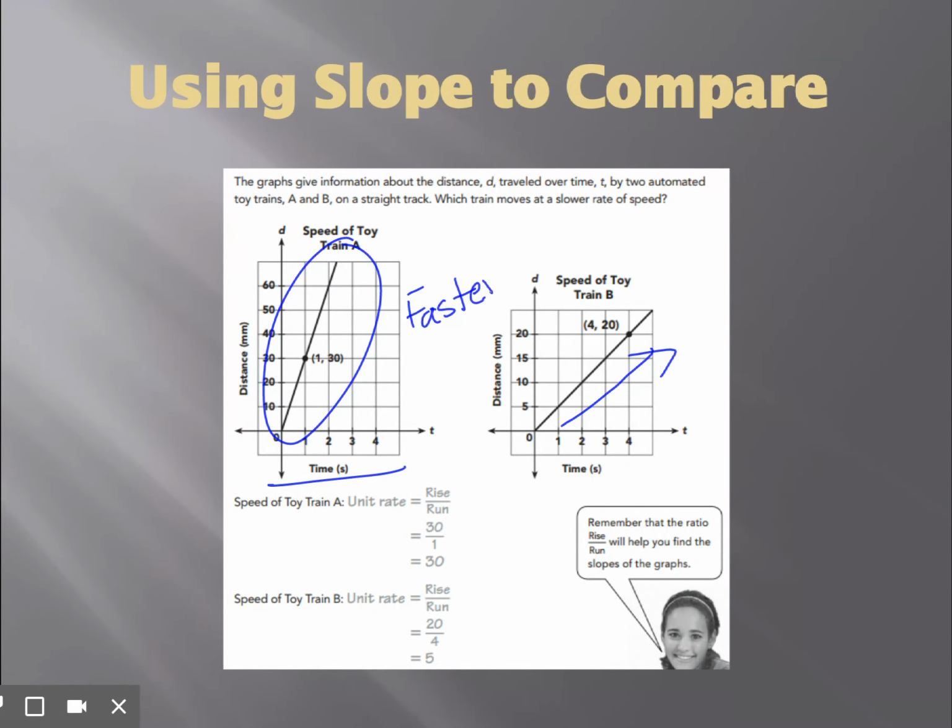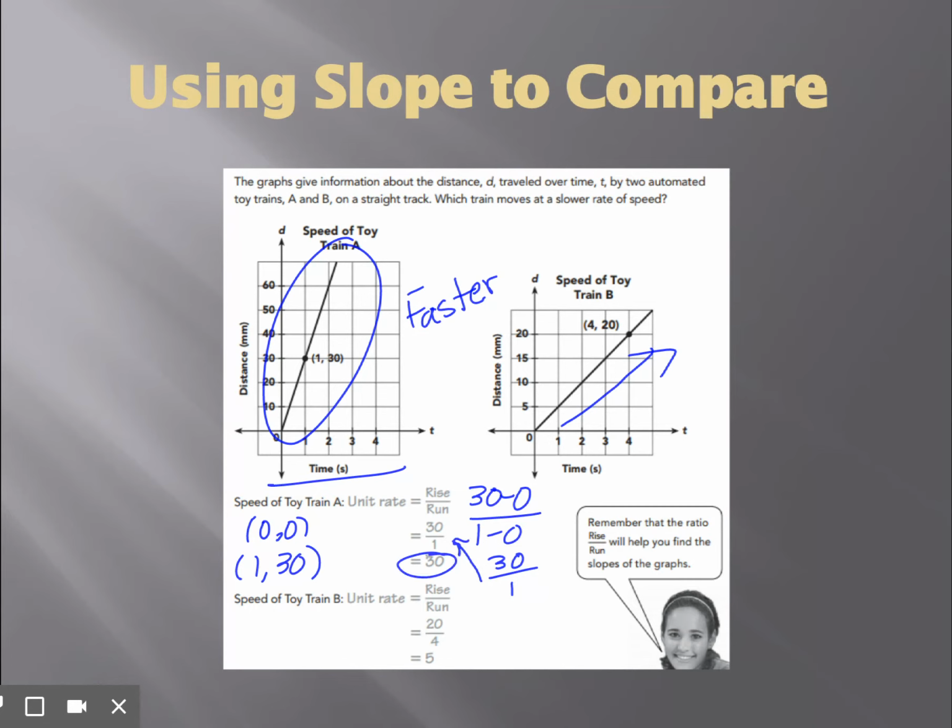steeper slope. You can check that with calculations by calculating the slope, rise over run. They use rise over run, which is what I showed you to calculate before. They use 0, 0 and 1, 30. So the change in y is 30 minus 0. The change in x is 1 minus 0, which leaves us with 30 over 1, or what they have here, which of course simplifies to that slope of 30.